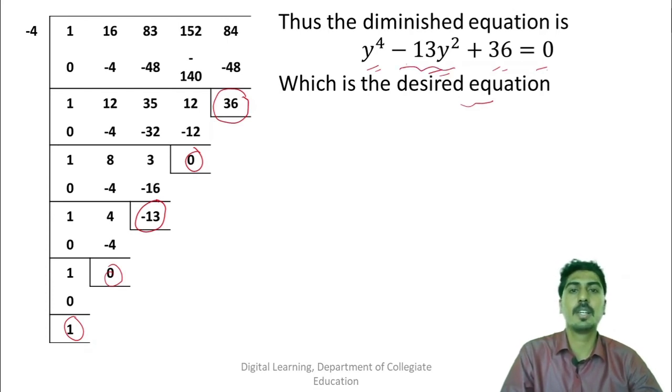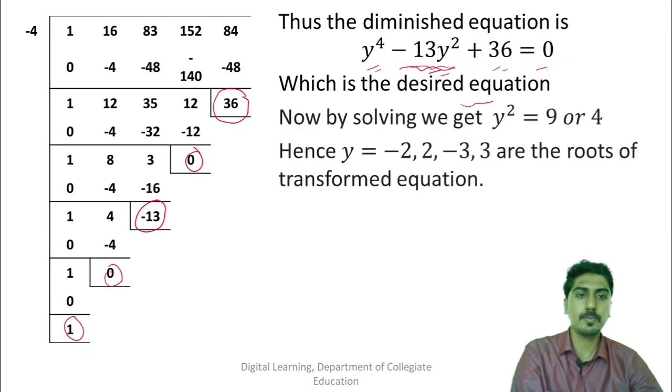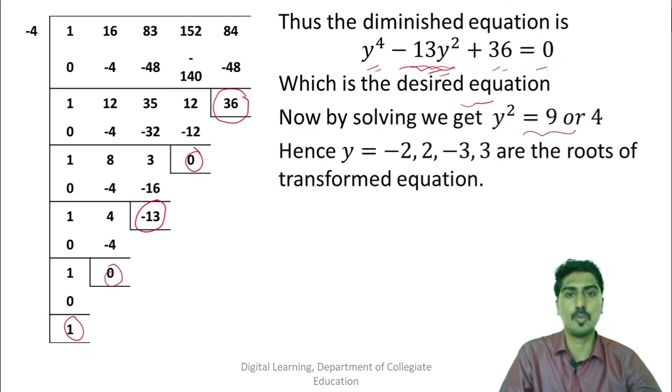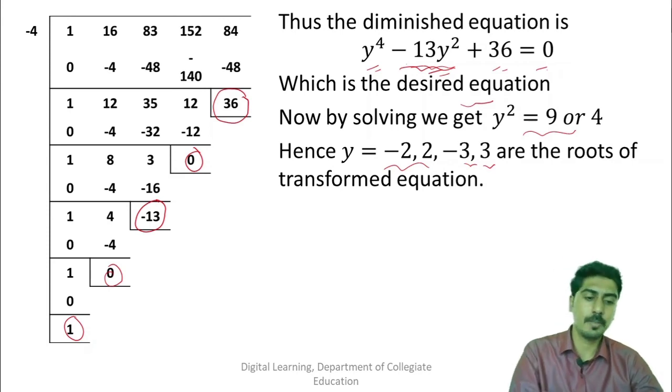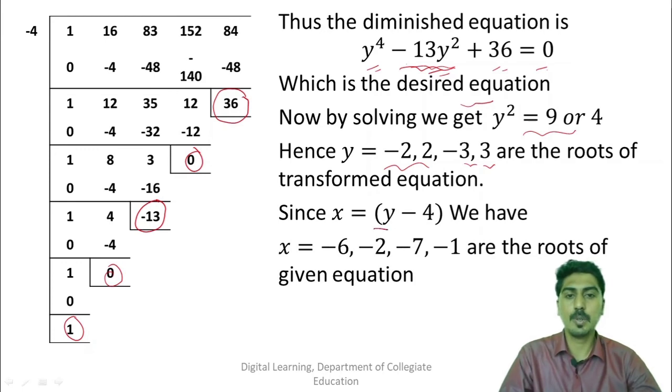This equation is a quadratic equation in y square. We can solve this easily by using the quadratic formula. We get y square equal to 9 or 4, or y equal to minus 2, plus 2, minus 3 and 3. To get the roots of the given equation, we have x equal to y minus 4. When I substitute the values of y here, I get x equal to minus 6, minus 2, minus 7 and minus 1, which are the roots of the given equation.